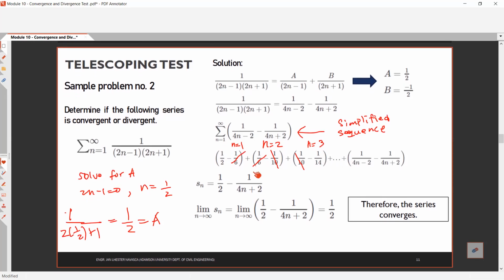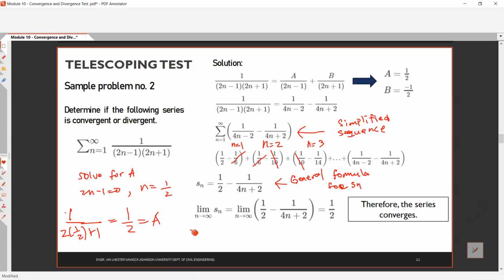Okay, so what is the first? The first term is always 1/2. What is the last term? The last term is always 1 over 4n plus 2. Diba? Ito yung last term, 1 over 4n plus 2. So therefore, this will be the general formula for the summation, the general formula for S sub n.